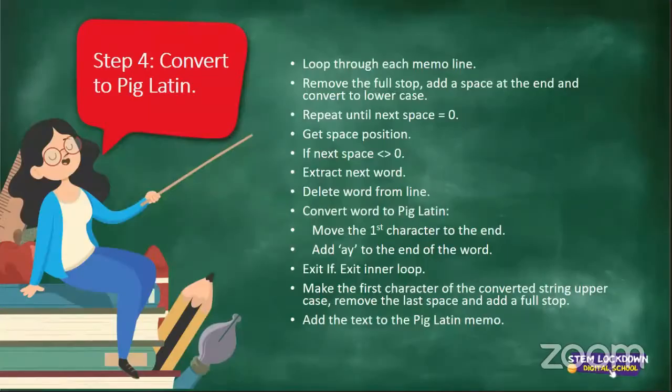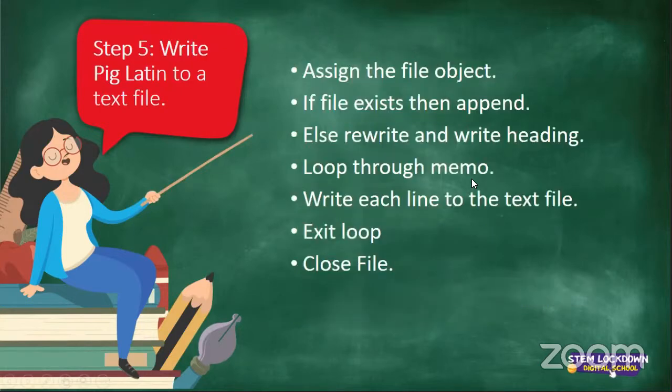So finally, we've done this conversion of English into Pig Latin. And then the final step is to write whatever is in the Pig Latin memo to the text file. Okay, so we're going to assign a file object. I'll just go and reassign the T file object that we've declared globally. You can use it over and over again.